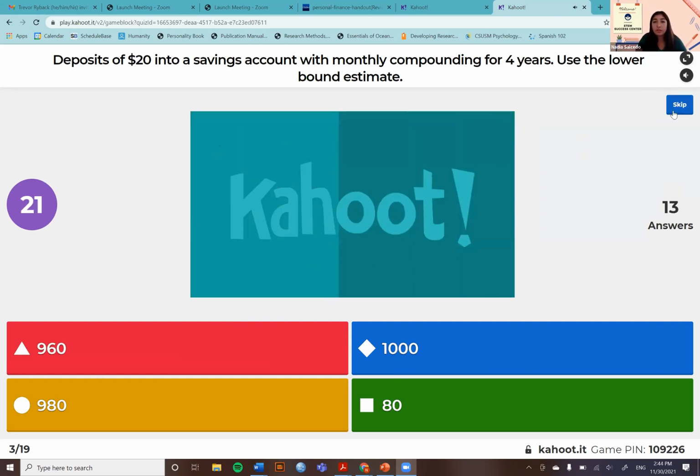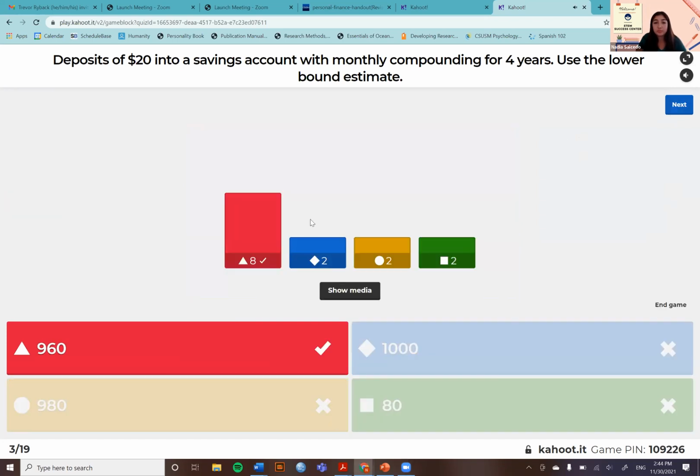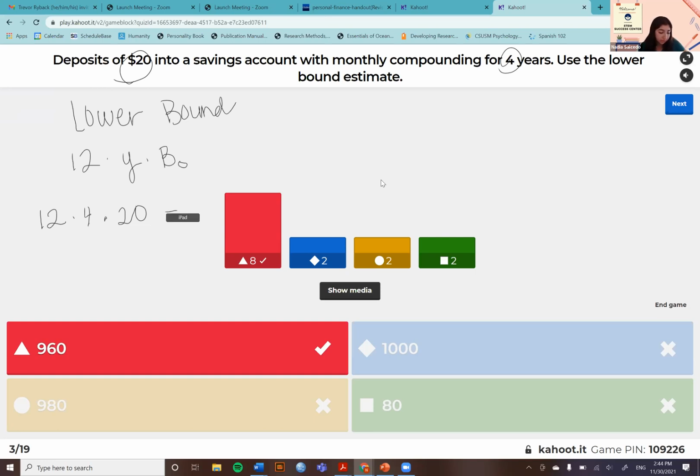Okay, I'm going to go ahead and go on to the next one. Most of you did get 960, but I will probably go over it since there were a few different answers. For the lower bound estimate, it's going to be 12 times y times your initial amount. B of O just means your initial amount. In this case, 12 times our years, which was 4, times our initial amount of $20. That gives us $960.